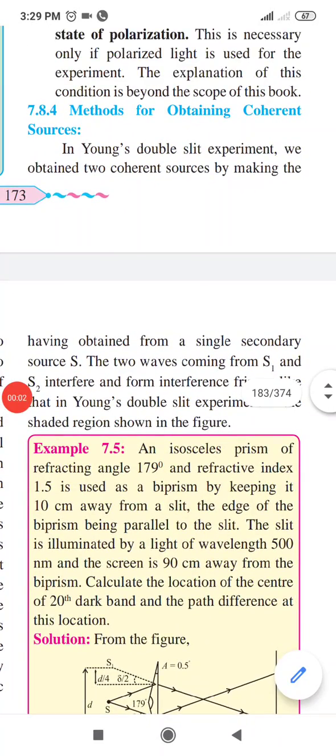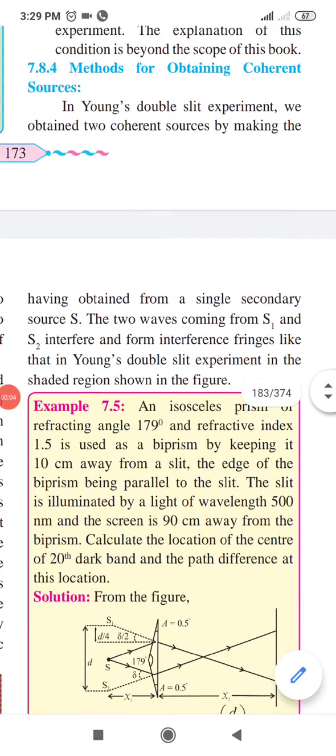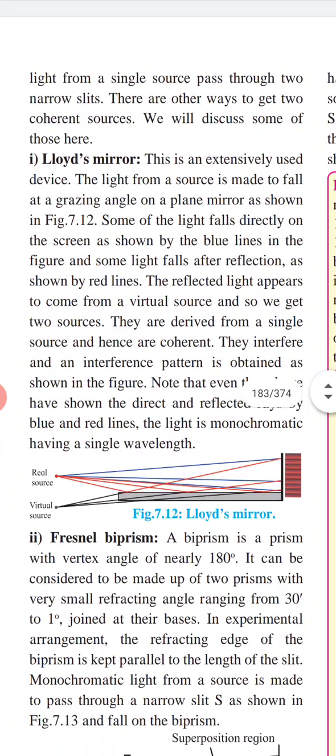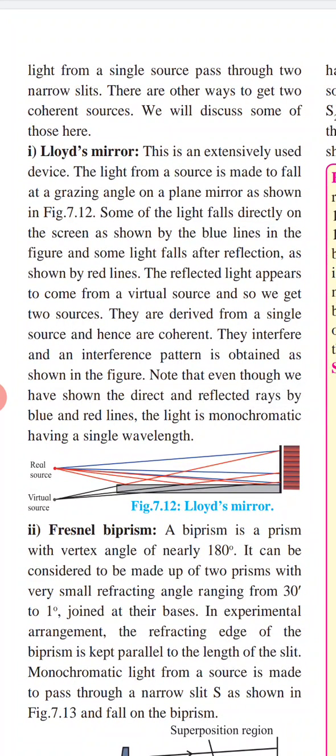Methods for obtaining coherent sources. In Young's double slit experiment, we have obtained two coherent sources by making the light from a single source pass through two narrow slits. So there are two other ways to get two coherent sources, and we will discuss some of those here. Now, Lloyd's mirror, that is the first method.